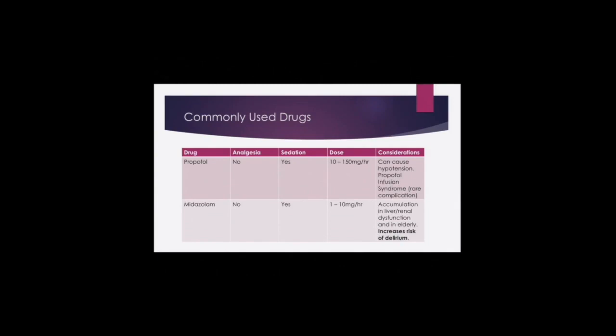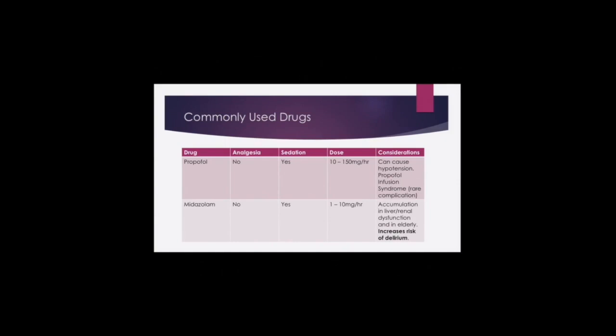Propofol binds to multiple receptors including GABA receptors. It has anxiolytic, anticonvulsant, and sedative effects, but there is no analgesic effect. The dose is 10 to 150 milligrams per hour, and hypotension is a common side effect. Rarely, it can cause propofol infusion syndrome, which is associated with high doses or use for more than 48 hours.